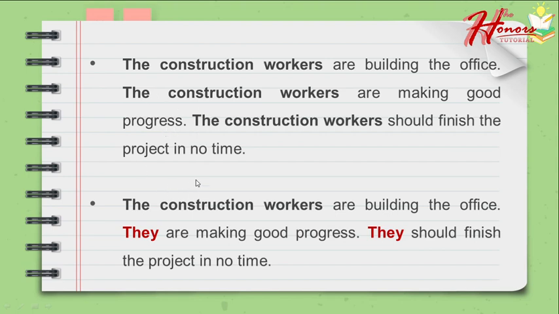So let's take a look at the second one. The construction workers are building the office. They are making good progress. They should finish the project in no time. Are they the same? Yes, but as you can see in the second one, the noun, which is the construction workers, is put in the sentence just once. And then after that, it used another word to replace the construction workers so that it will not be repeated about 3 times. And that is how the pronoun works.